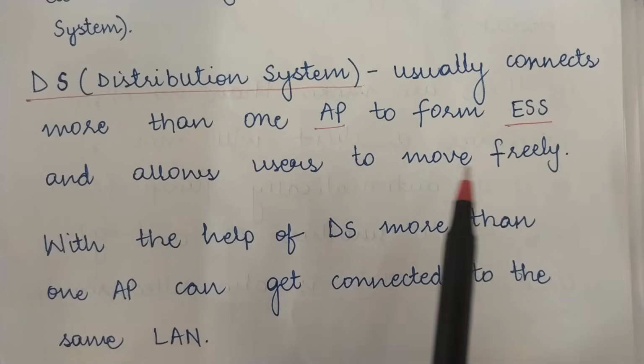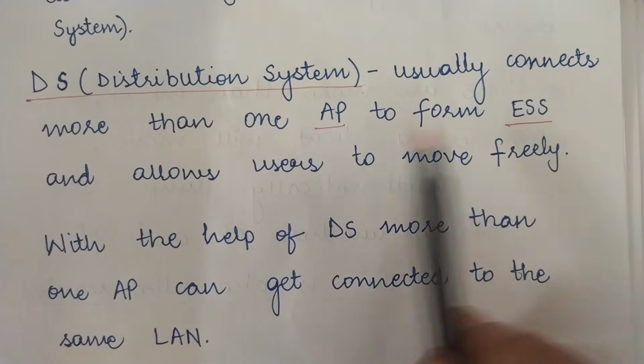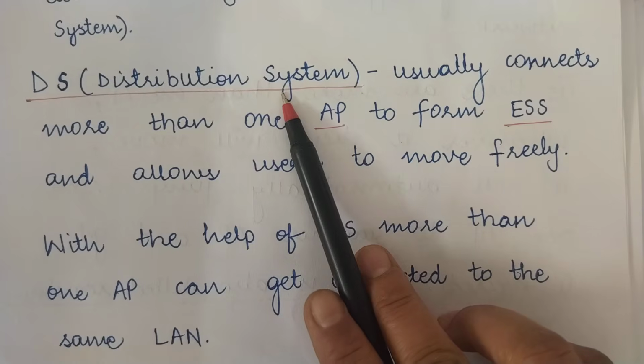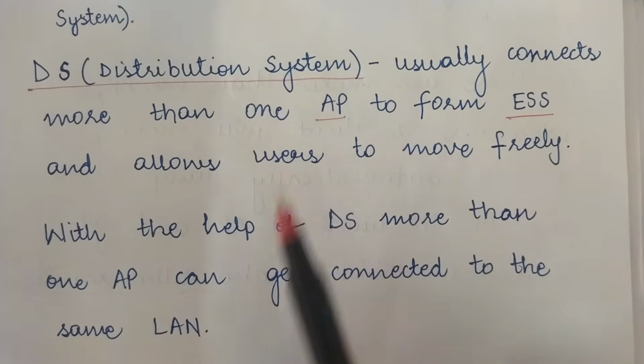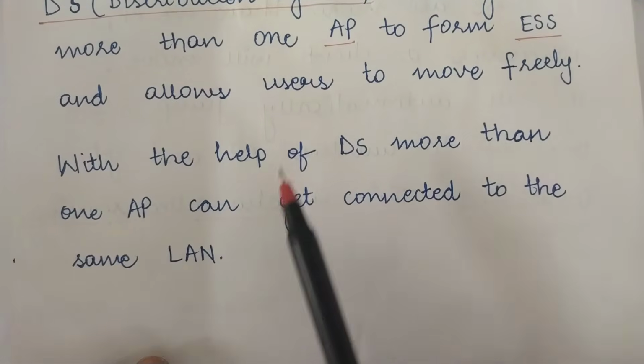And this allows users to move freely. Because of this, the users can roam or move freely and still be connected to the network. So basically, how is an extended service set formed? When various access points are connected through a common distribution system. This forms the extended service set or the ESS.